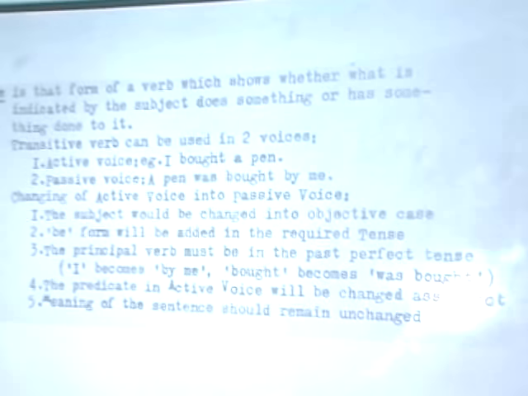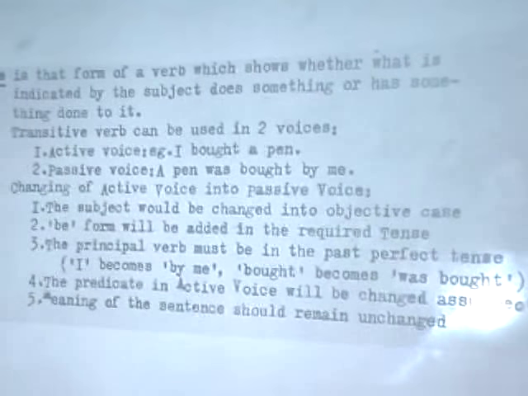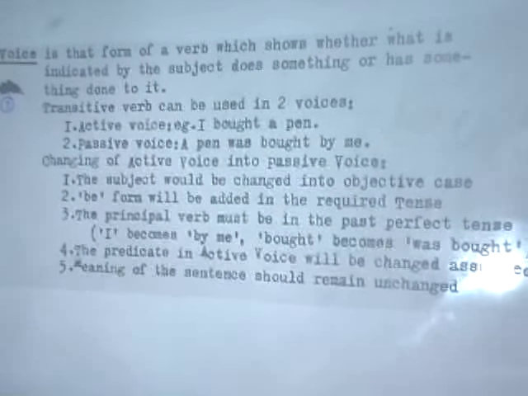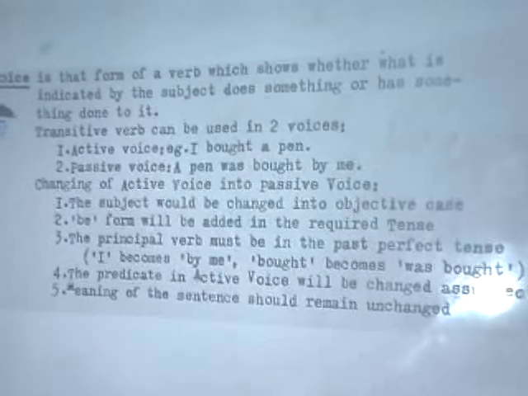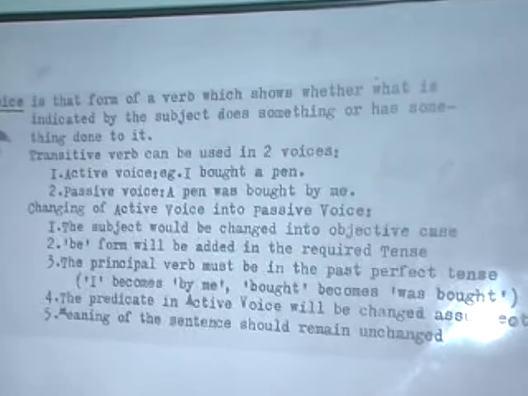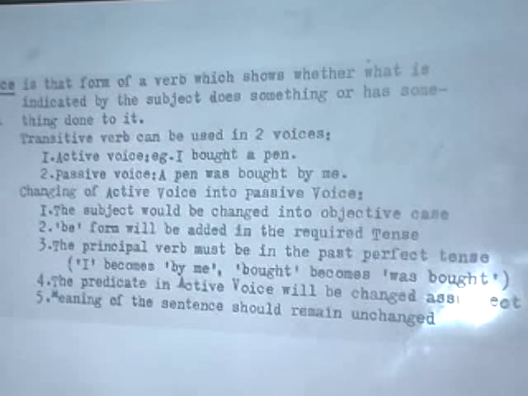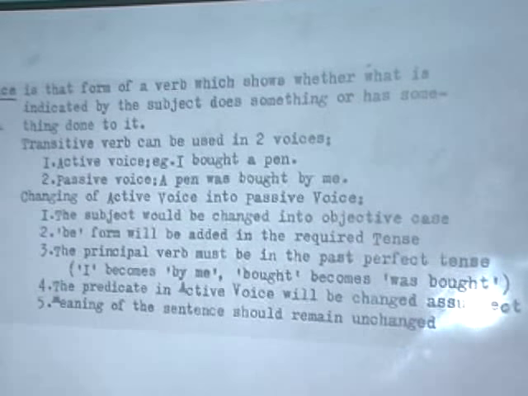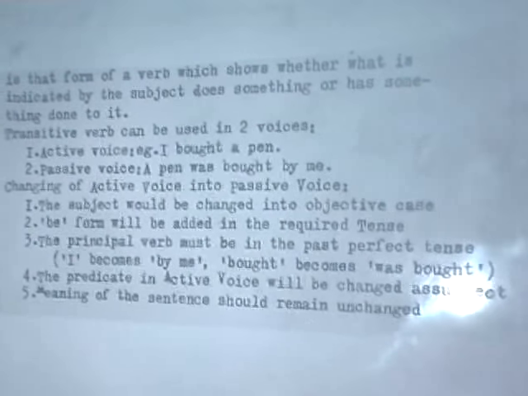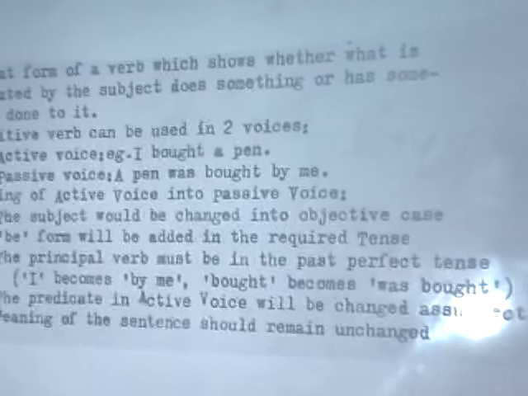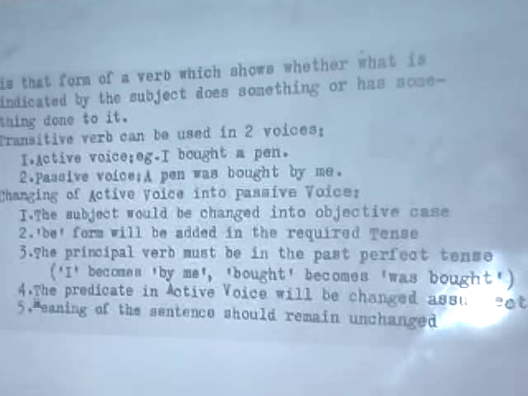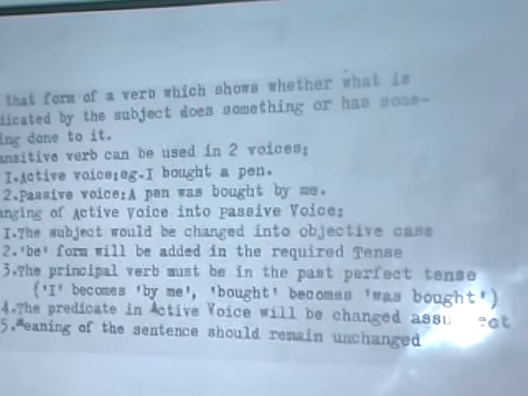Changing of active voice into passive voice. The subject will be changed into objective case. Be form will be added in the required tense. The principal verb must be in the past participle form. Here, I becomes by me. Bought becomes was bought. Fourthly, the object in active voice will be changed as subject. Fifthly, meaning of the sentence should remain unchanged.